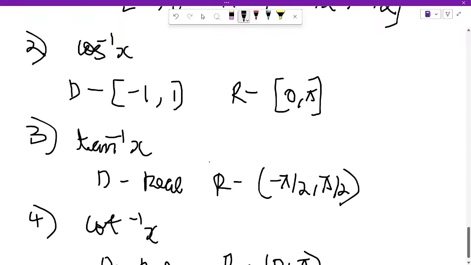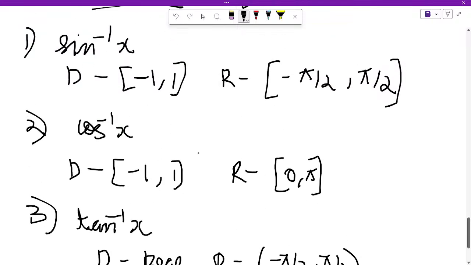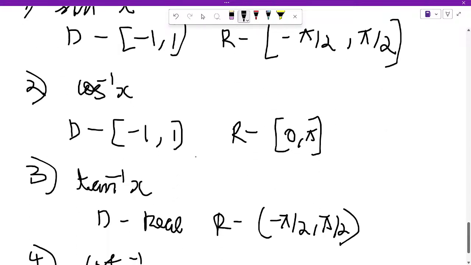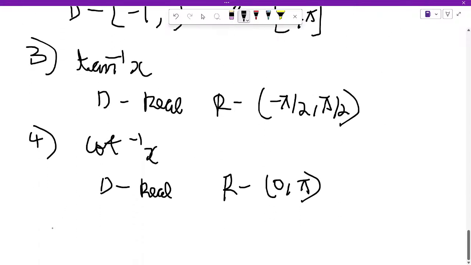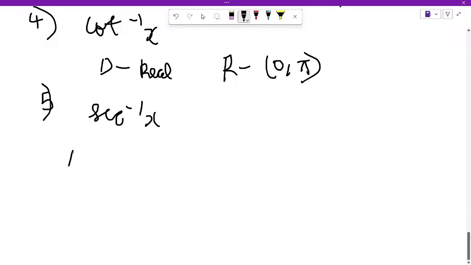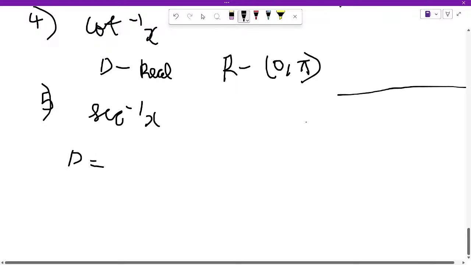If a range is very hard for you to learn, just know the domain, okay? Because from most of my experience, when I went through the questions, they're asking based on the domain only. So fifth one is sec inverse x. For sec inverse x, domain is slightly complicated, but it's quite easy. I'll just do a shortcut for how to find the domain of sec inverse x. Just assume that you have a number line diagram like this.